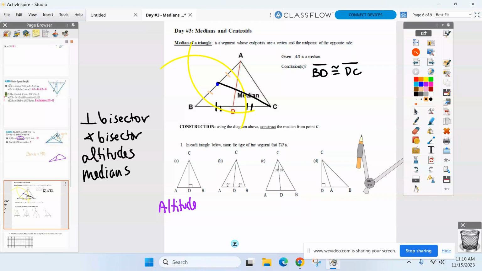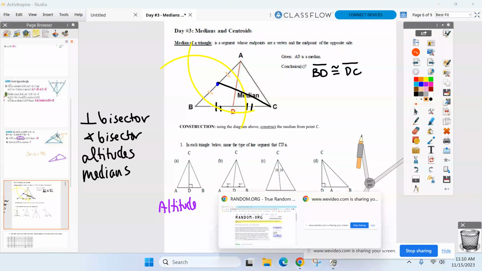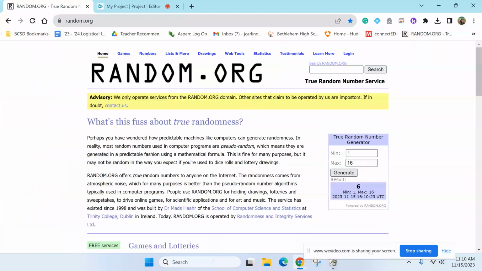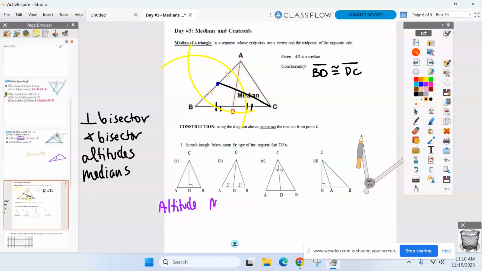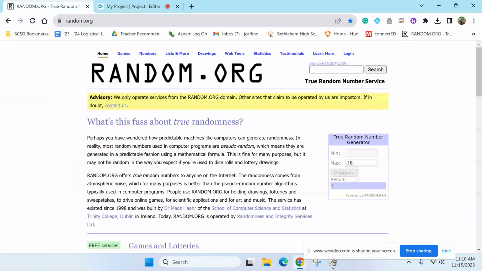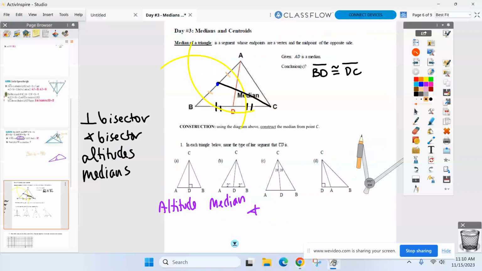How about CD on part B? What's our best name for that? 6, Thomas? Median. That is a median, what we just went over, right? Because D is a midpoint, and it's coming from a vertice. Part C, what are we calling that one? 9, Ian? That is an angle bisector, correct? And I love this one, part D. What are we calling CD over here now?